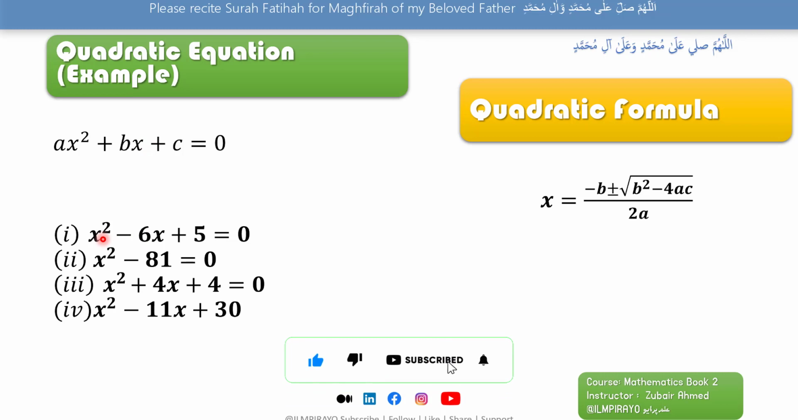Here the first equation is x squared minus 6x plus 5 equals 0. The coefficient of x squared is 1, the coefficient of x is minus 6, and the constant c is 5. So let's solve all of the questions one by one.